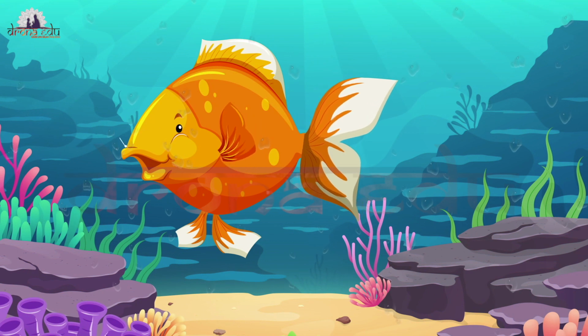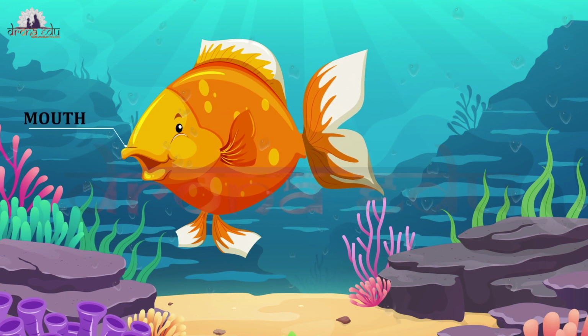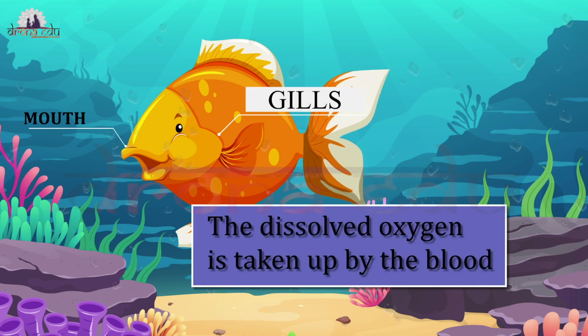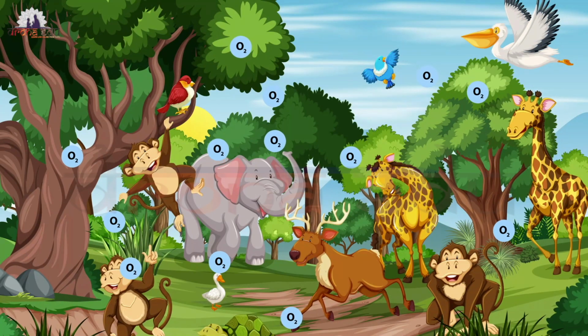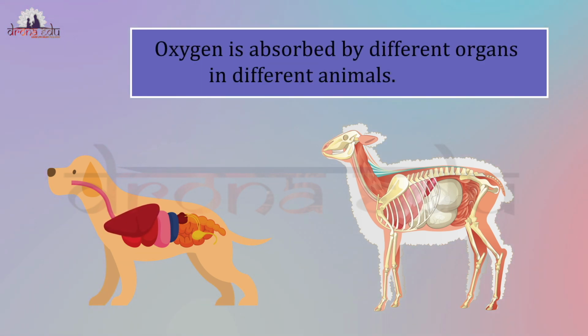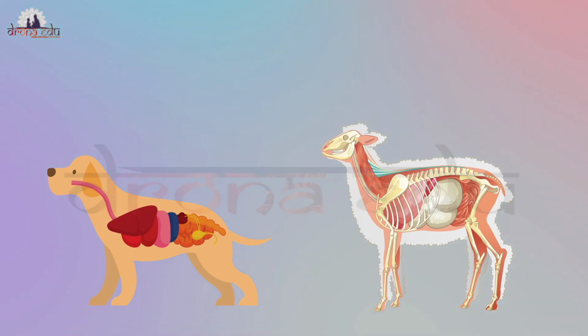Fishes take in water through their mouth and force it past the gill, where the dissolved oxygen is taken up by the blood. Terrestrial organisms use the oxygen in the atmosphere for respiration. Oxygen is absorbed by different organs in different animals. These organs have a structure that increases the surface area in contact with the oxygen-rich atmosphere.